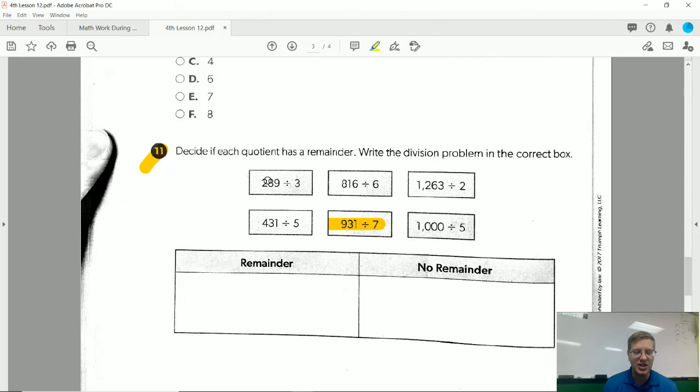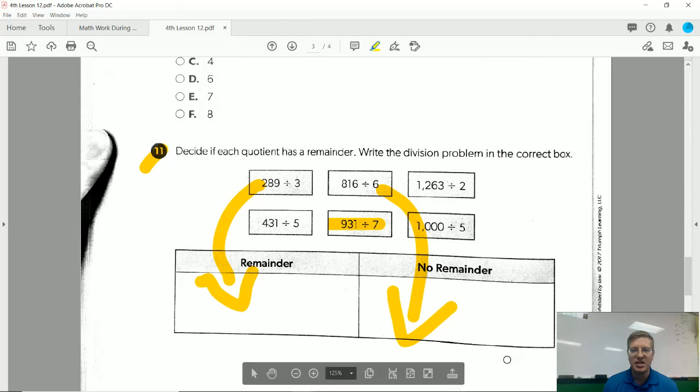So 17 plus 2 gets me 19. I cannot count by 3s to get to 19. So there is going to be a remainder for that one. 8, 16, so I can do 8 plus 1 is 9, plus 6 is 15. I can count by 3s to get to 15. So that means, even though I can't count by 6s to get to 15, that one will have no remainder.